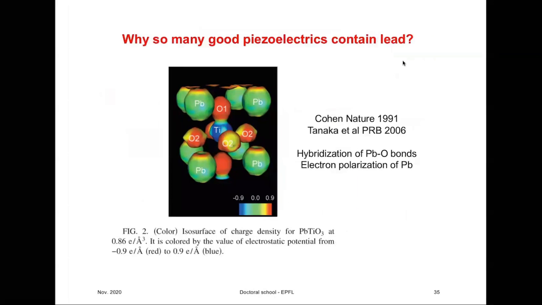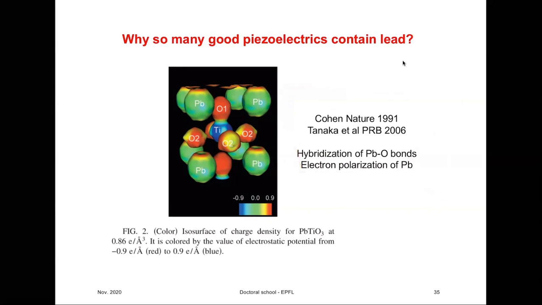So why are so many good piezoelectrics based on lead, and what are the mechanisms? Well, this has been discussed in the past. There are some good papers that you can find. People are now using very sophisticated theoretical and experimental approaches to study this. What we know is that lead is a highly polarizable atom. It creates hybridization of lead-oxygen bonds. It has two lone electrons which are easily polarizable, and this is certainly a large part of why it is so.